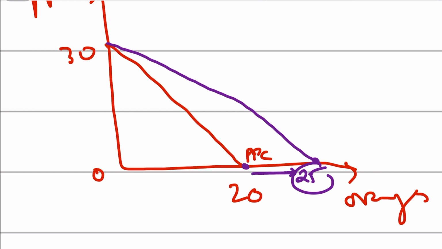So the trading possibility curve is simply representing the combinations of points that are possible, representing my consumption possibilities, that has only been made possible because of international trade and specialization.